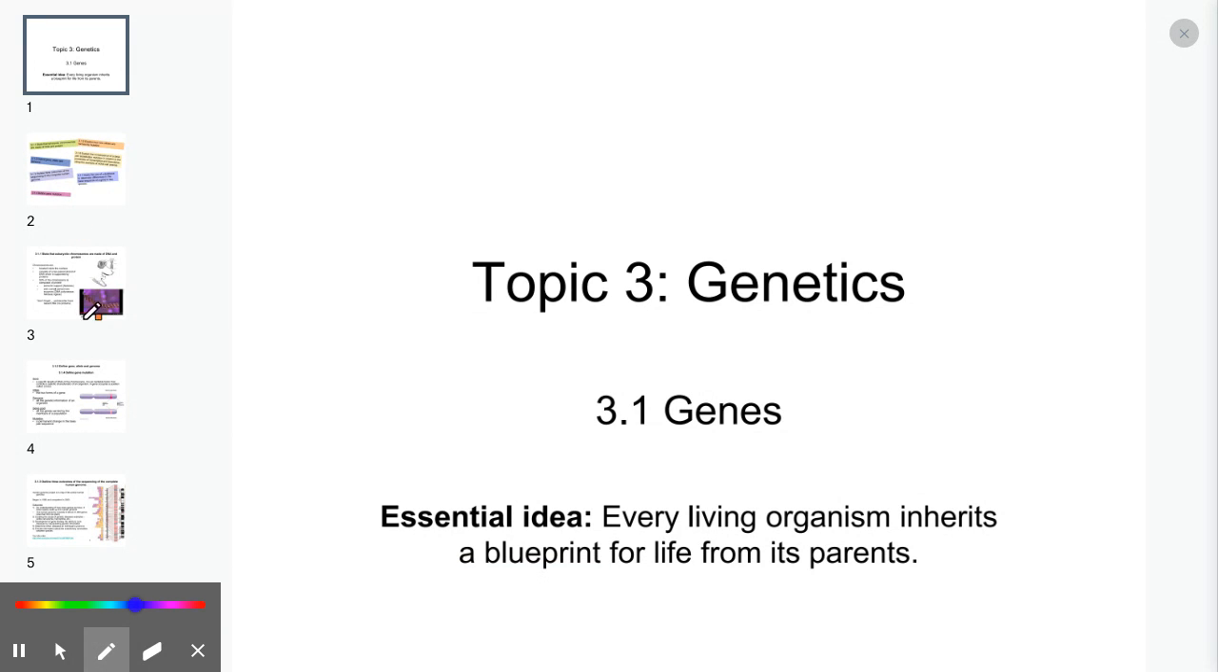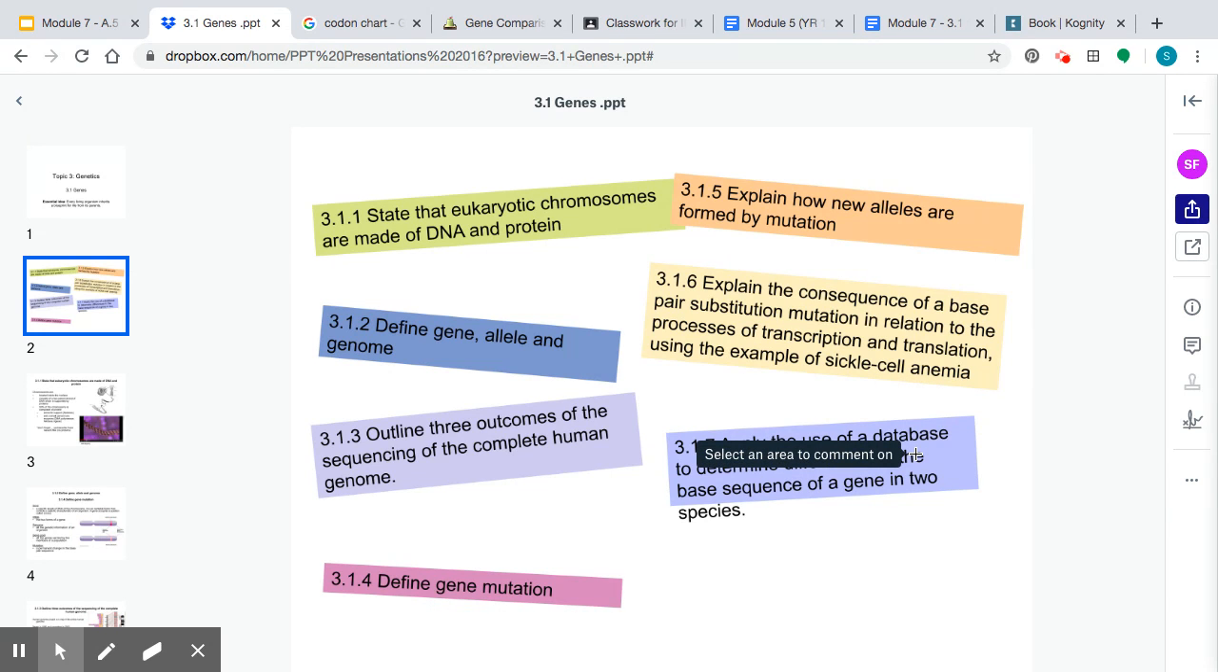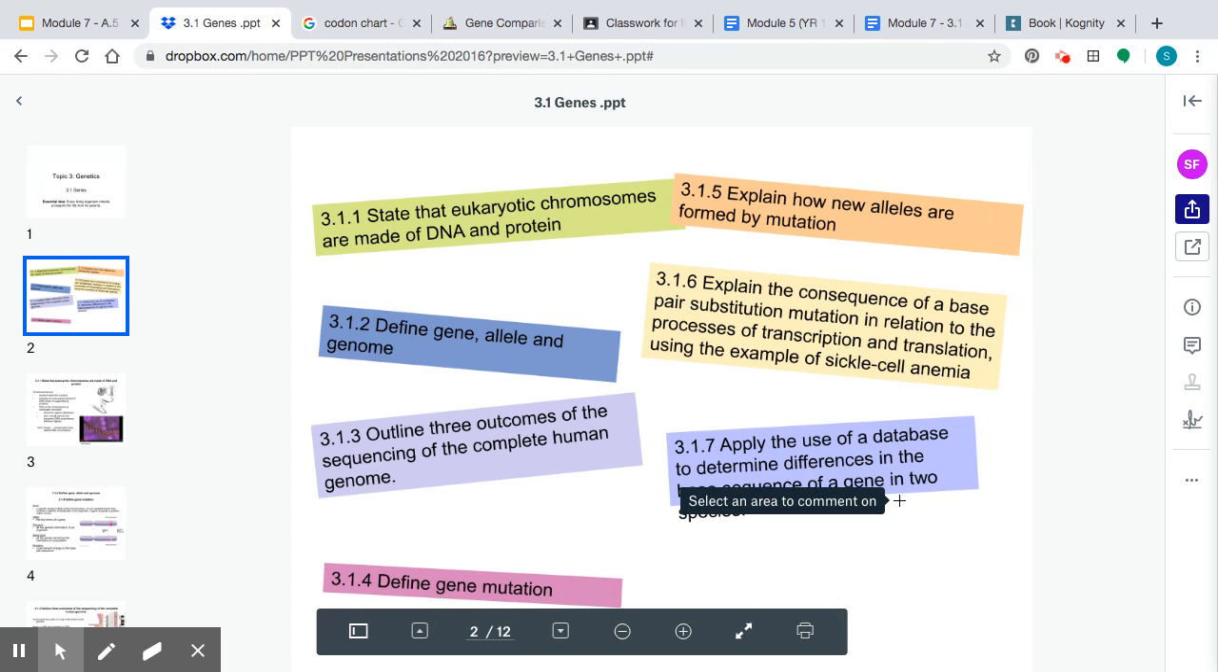In this topic, we are going to do a couple definitions. So there's a few defines here and here. We're going to talk about the Human Genome Project. We're going to talk about mutations, specifically how mutations can lead to something called sickle cell anemia. And then we're going to use this database sequencing software to look at genes in different species.